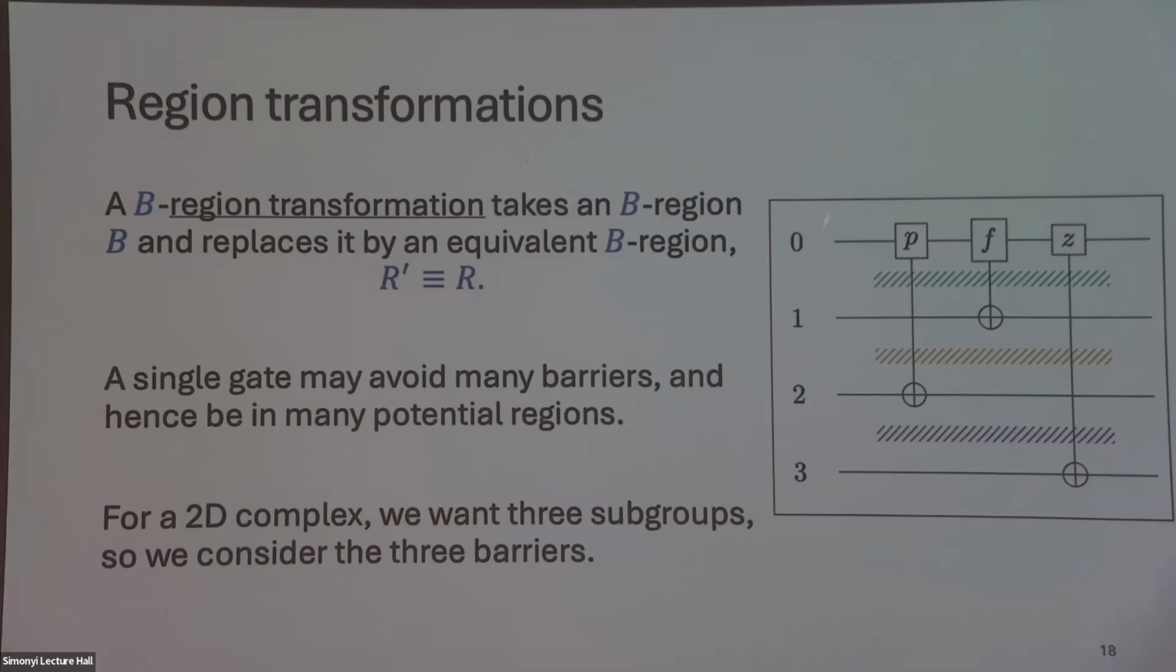In the end, we're mostly going to be interested in the case where you have a two-dimensional complex. It's just triangles. This is like the smallest dimension in which these expansion questions are interesting. And so for triangles, we want three subgroups. So we consider the case where we have three barriers. And the minimum case then is 4 wires. So you can have one barrier between each consecutive pair of wires.